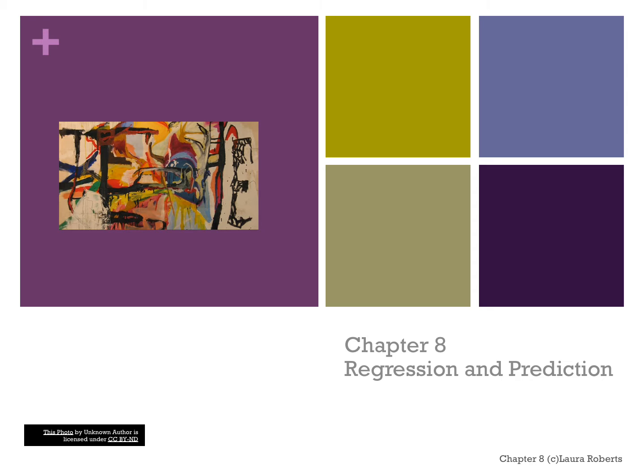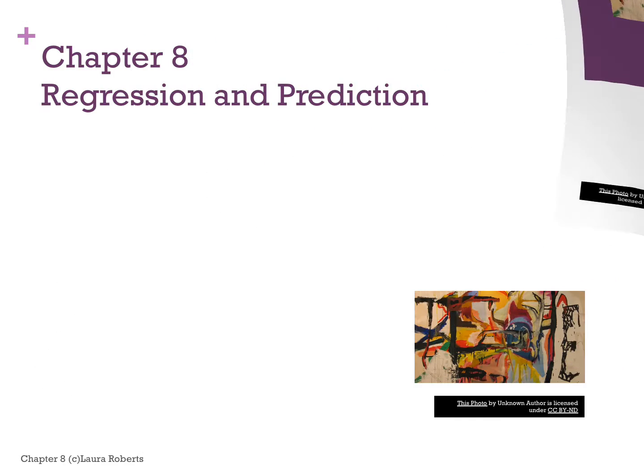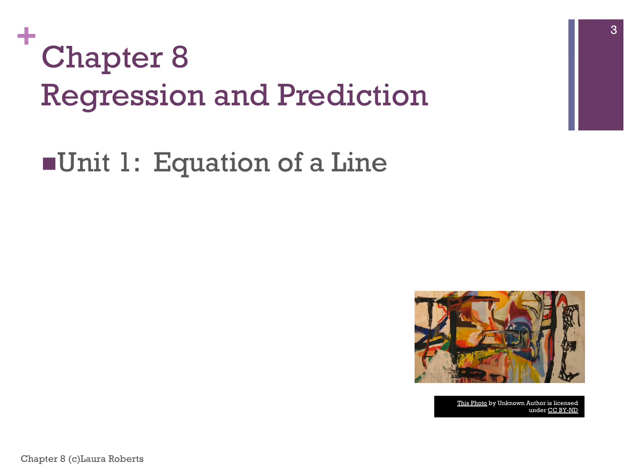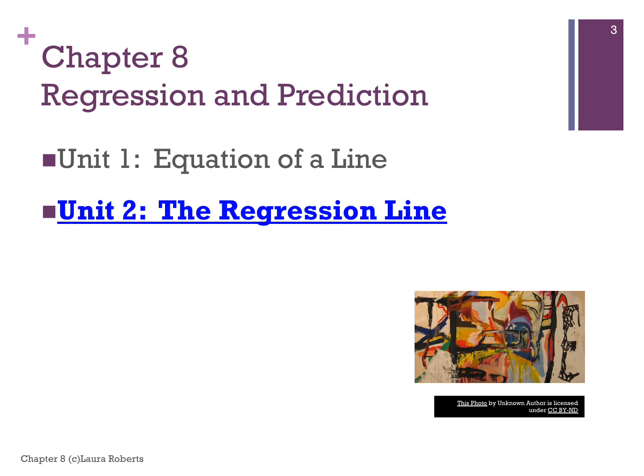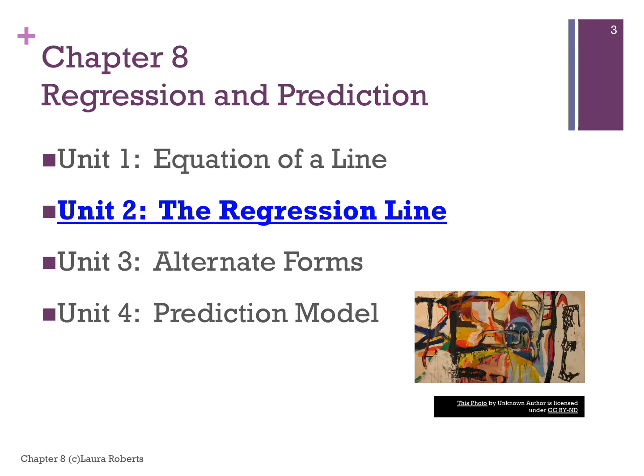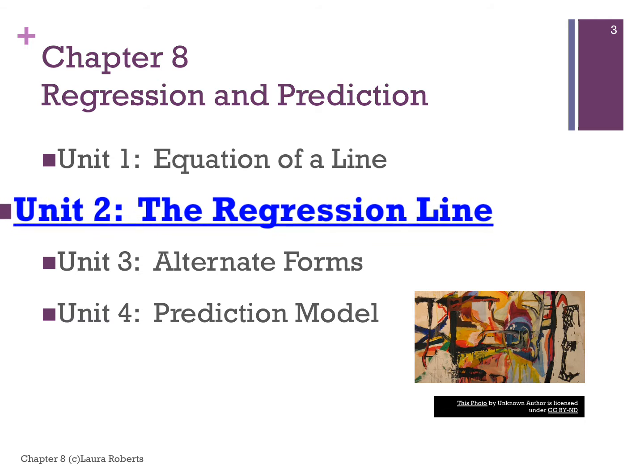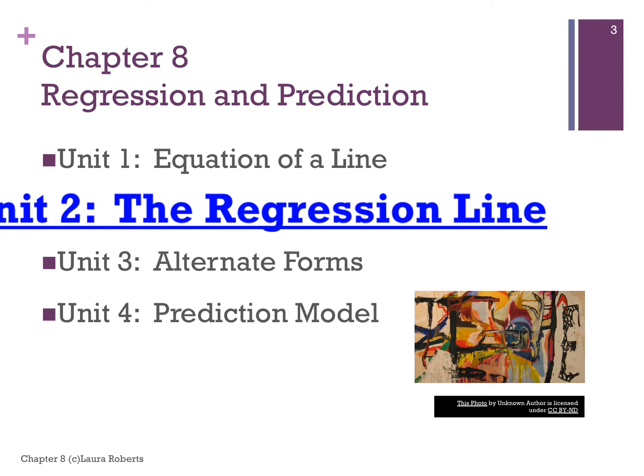This is Chapter 8 on Regression and Prediction. Unit 1 was Equation of a Line. We're now on Unit 2, where we'll look at the regression line. Unit 3 will look at alternate forms. Unit 4 will look at the prediction model. Let's start with Unit 2, the regression line, with this lesson.